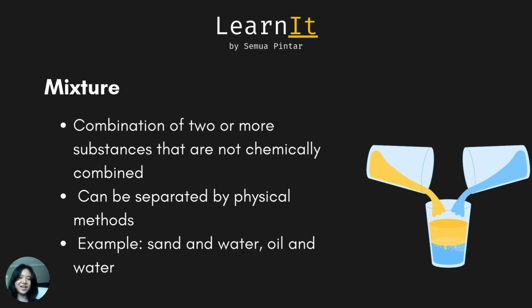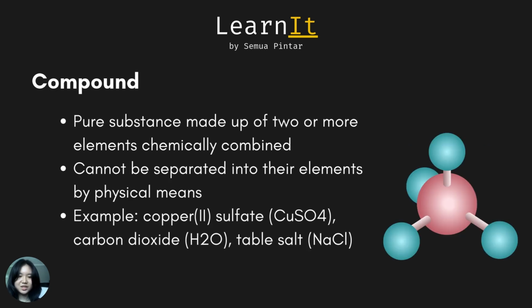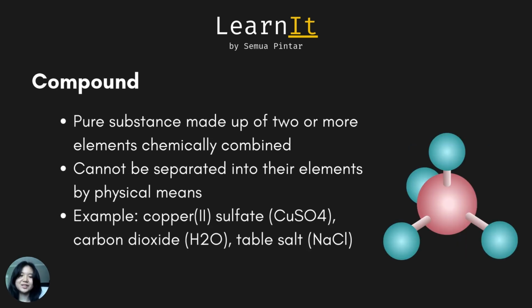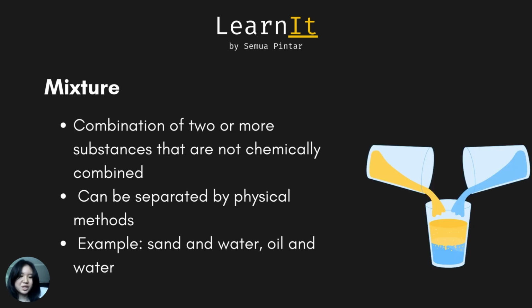And lastly, what is a mixture? A mixture is a combination of two or more substances that are not chemically combined. Compared to the previous one, a compound is a pure substance whose elements are chemically combined, but in a mixture they are not chemically combined. A compound cannot be separated by physical means, but a mixture can be separated by physical methods, such as filtration or evaporation. Examples are sand and water, or oil and water, and there are many other examples of mixtures.